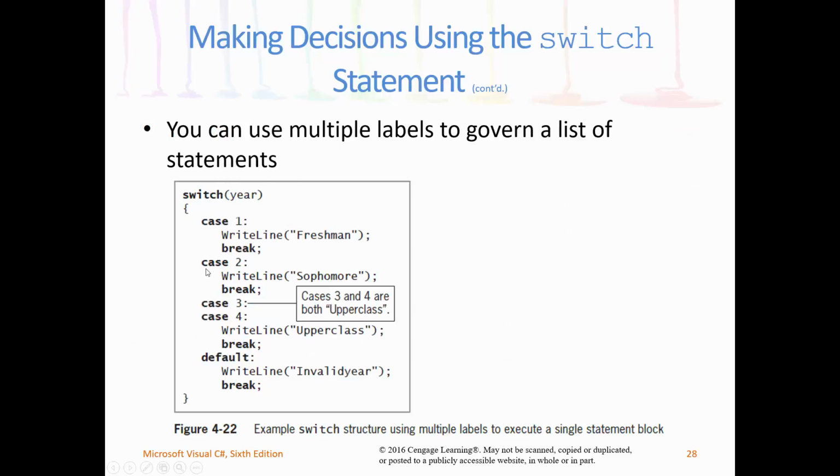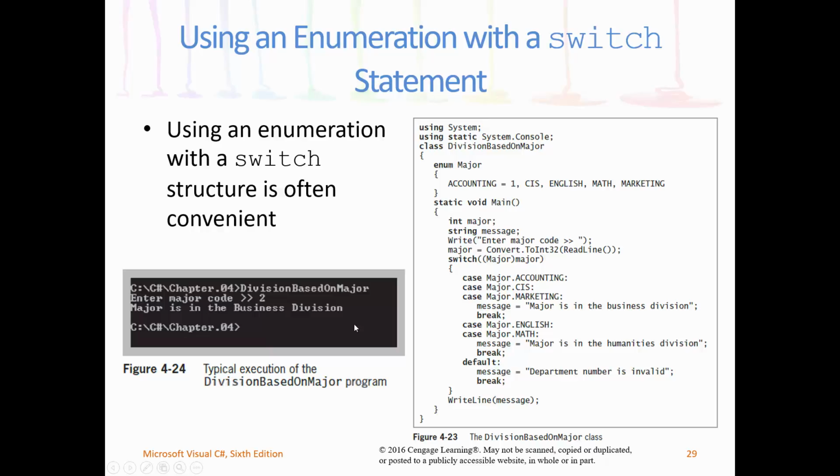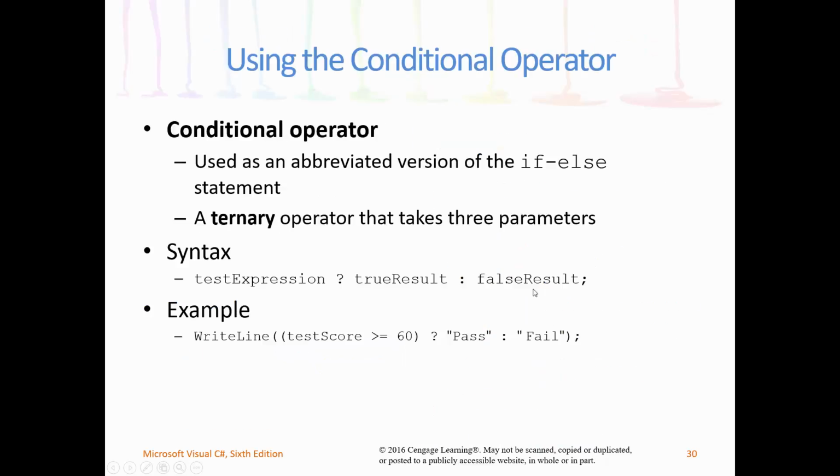All right. You can do this, which means if it's a 3 or if it's a 4, do this type of thing. That's okay. You can use enumerations that we talked about earlier. Remember, when you say accounting, CIS, etc., it's easier here to say case major accounting as opposed to case major 1, 2, 3, 4, 5, etc. All right?